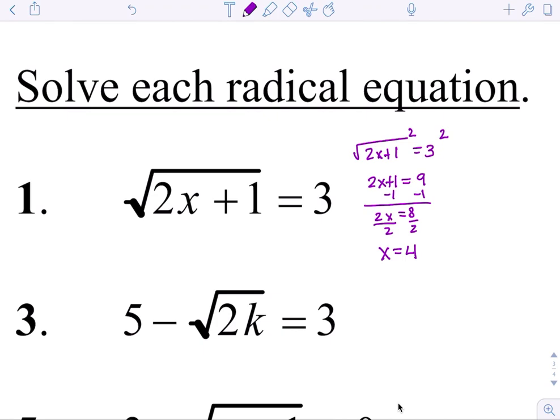Then to see if we're correct, we gotta plug it into the original equation. So I'll just do it right here. Square root of 2 times 4 plus 1 is equal to 3. Well, 2 times 4 is 8, so 8 plus 1 is 9, so square root of 9 is equal to 3. And then basically that's just 3 is equal to 3. So that's a check. That means x equals 4 is an answer.